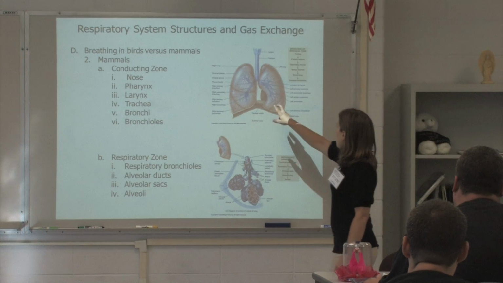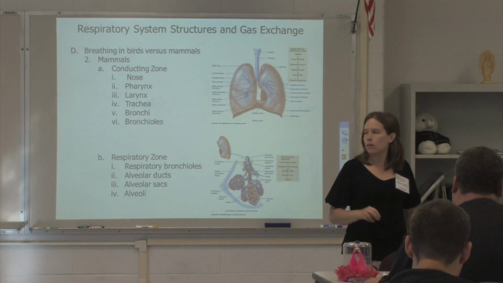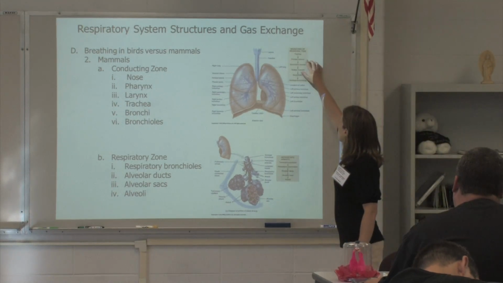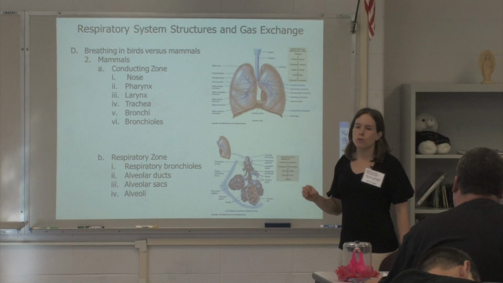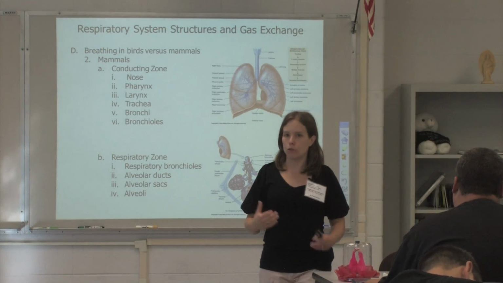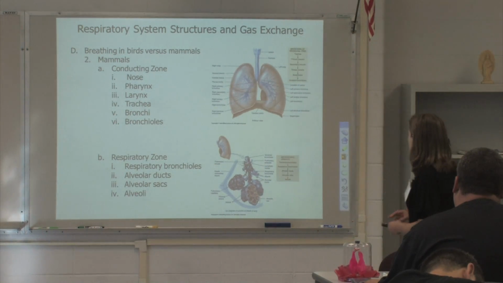The trachea then branches into 2 bronchi. These are called primary bronchi. Each primary bronchus delivers air into a lung. So you have 2 lungs, right and left. You have 2 primary bronchi.